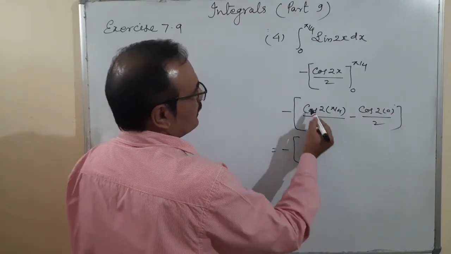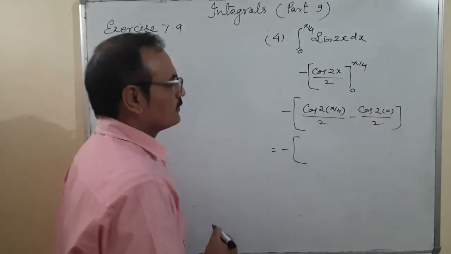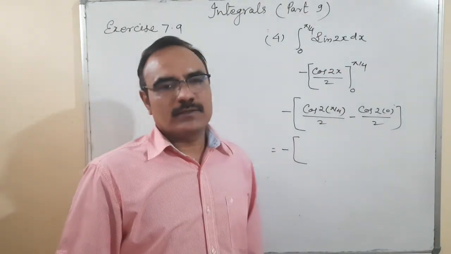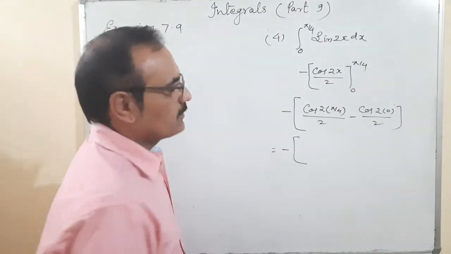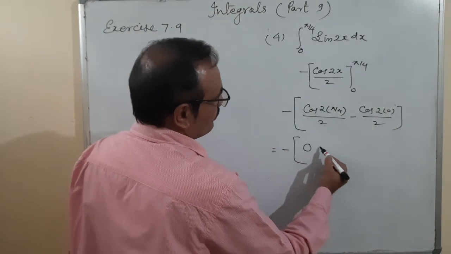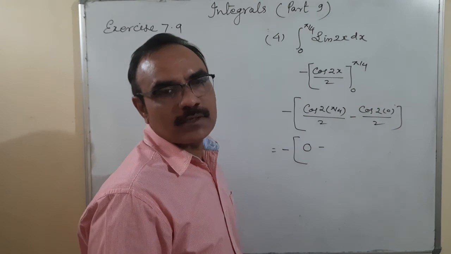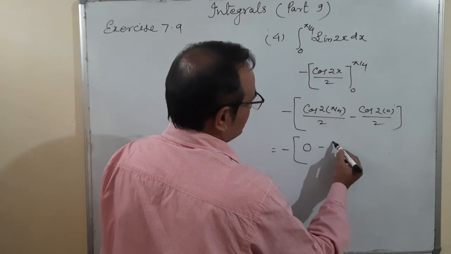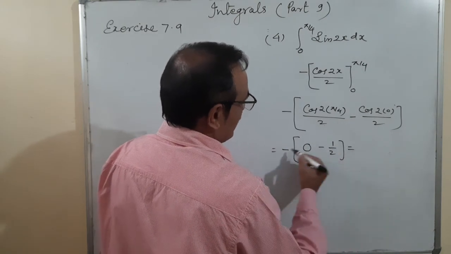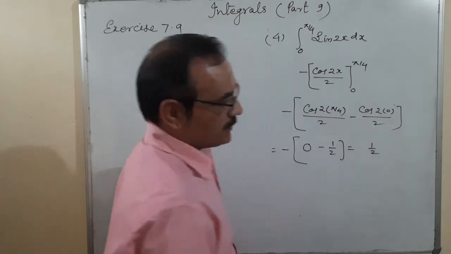With the minus sign, it is cos pi by 2, cos 90. The value of cos 90 is 0, minus the value of cos 0, which is 1, so it is 1 by 2. So minus into minus, it is plus 1 by 2. Okay.